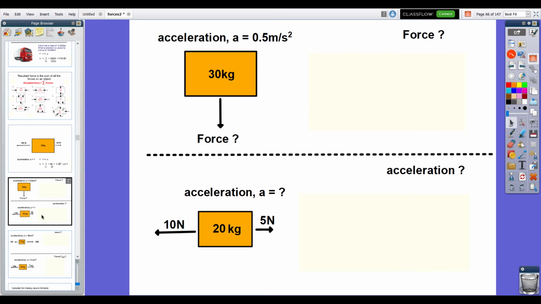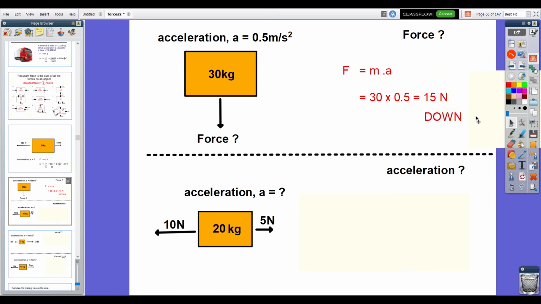Acceleration, a equals 0.5 meters per second squared. We've got a mass of 30. What's the force? Well, start by writing down F equals ma. It's always a good place to start. The force, no rearranging required. Just need to put the numbers in. The mass is 30, acceleration is 0.5. So that force must have been 15 newtons down. Just the one force on this one.